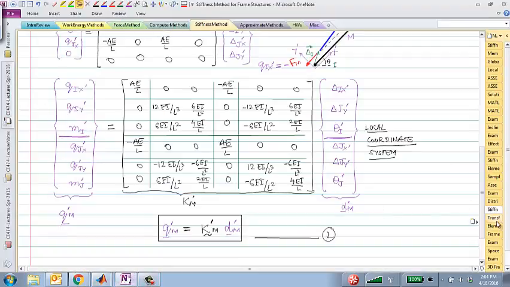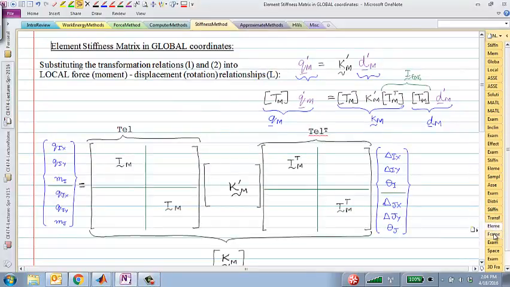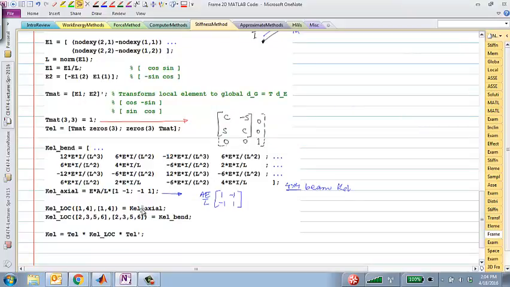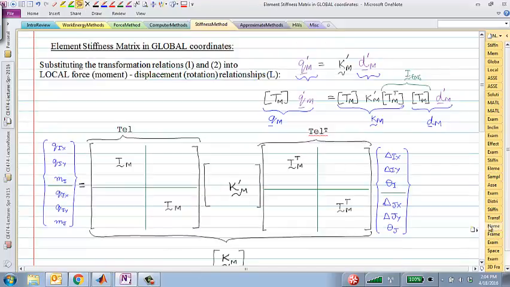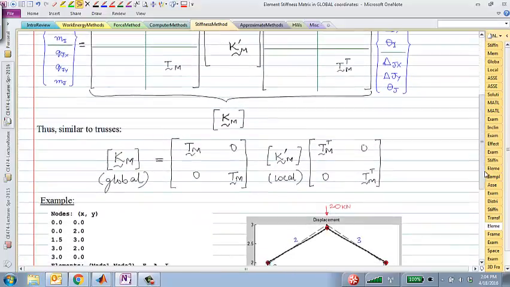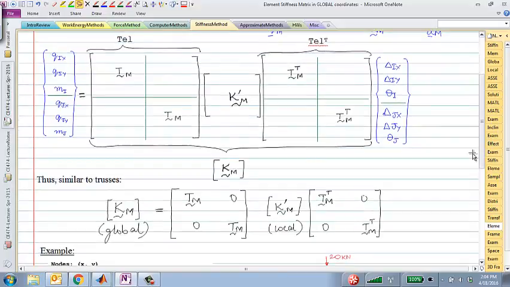That's exactly what's happening in these two lines. First, we assemble the axial part, then we assemble the K bending part, and this right here finally is the T times Km prime times T transpose, which is equal to the Km in the global coordinates, which is the same relationship that we had up here. K global is equal to T times Km prime times T transpose.